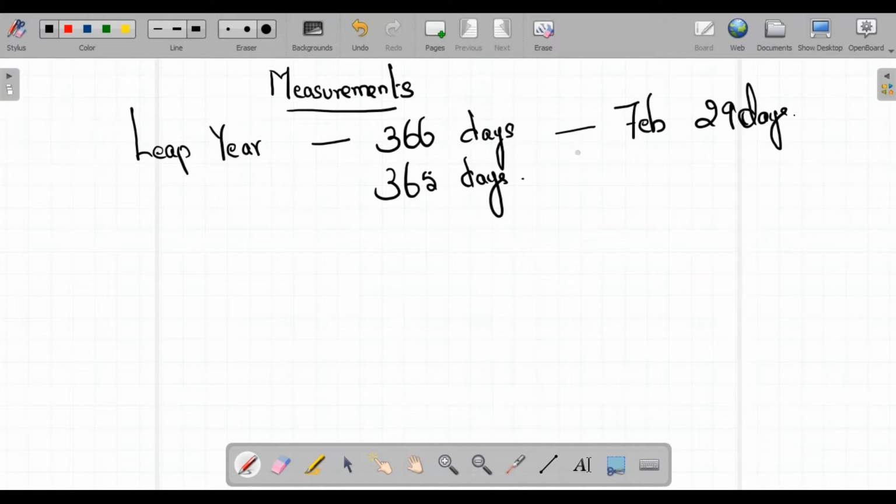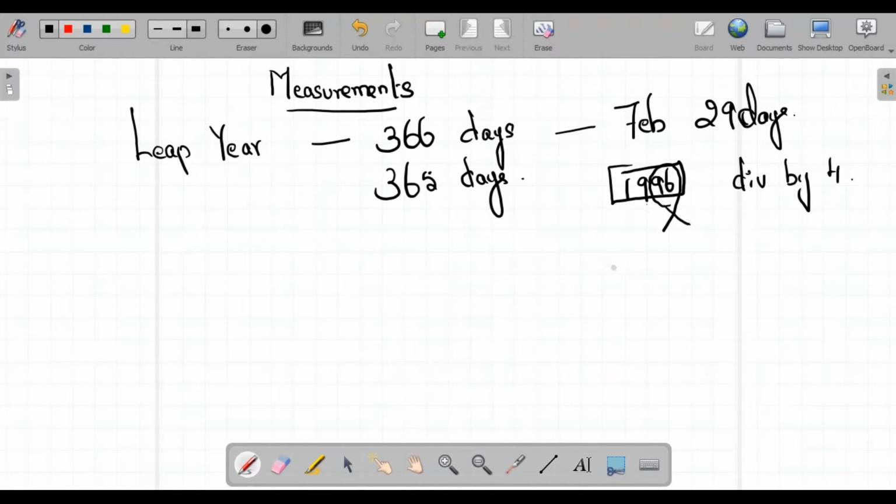In order to know that, the simple rule says if the year's number, say for example 1996, is divisible by 4, then that year is a leap year. And we know the rules of divisibility of 4. You don't need to divide the whole number. You only need to divide the last two digits.